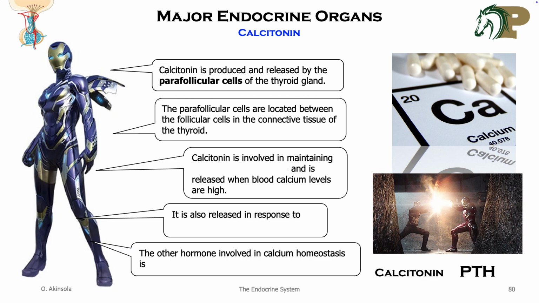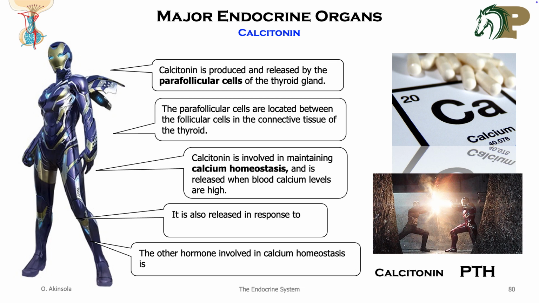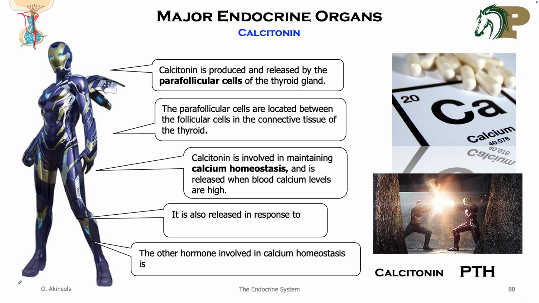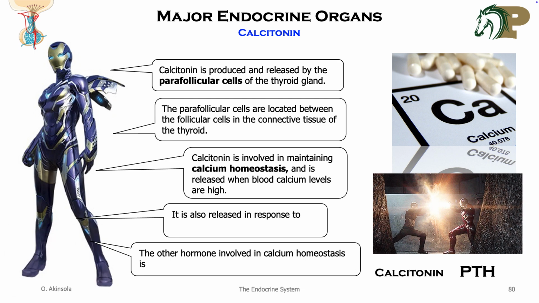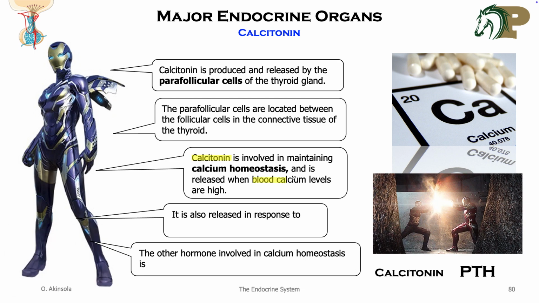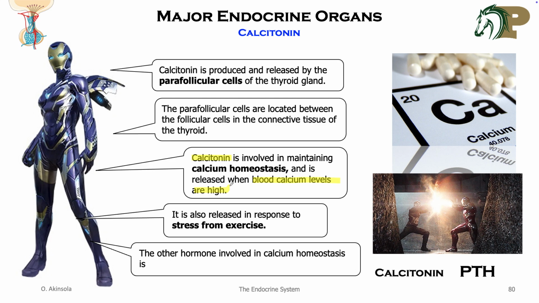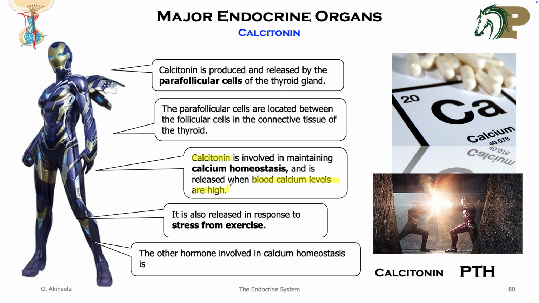So the parafollicular cells are located between the follicular cells in the connective tissue of the thyroid. Calcitonin is involved in maintaining calcium homeostasis and is released when blood calcium levels are high. Okay. It is also released in response to stress from exercise. So this is what we refer to as a stress hormone, one of many stress hormones.